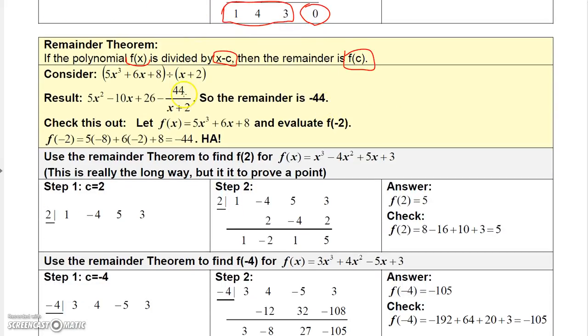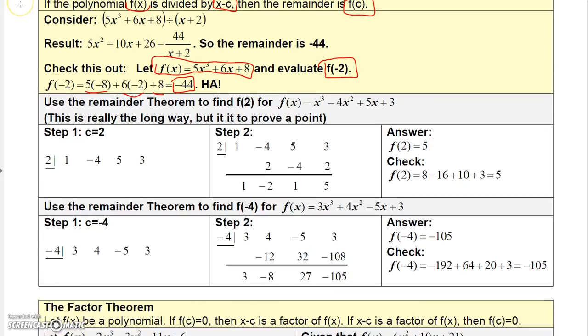If you evaluate this function here at negative 2. So remember, we have to take the opposite sign. So since it was x plus 2, we're going to evaluate it at negative 2. So if you plug negative 2 back into this function, you're going to get 5 times negative 8, which is negative 40, plus 6 times negative 2, which is negative 12, plus 8. So you're going to get negative 40 plus negative 12, negative 52 plus 8 is negative 44. See? So you do get that remainder value.